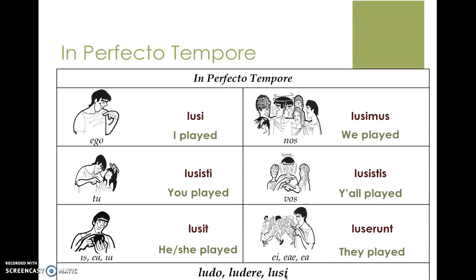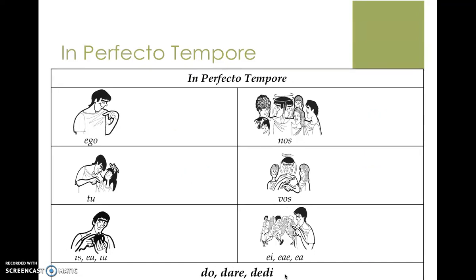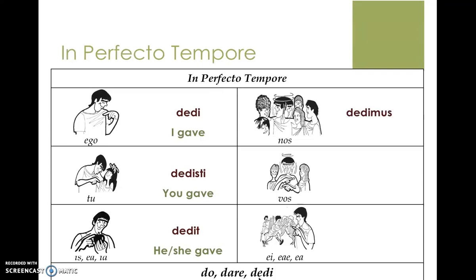We have an additional example verb with do, dare, dedi, and again normally we would use that dare form, but instead we need to use the third principal part and add our perfect endings to that. So we will take dedi to say I gave, dedisti to say you gave, dedit to say he or she gave, dedimus to say we gave, dedistis to say y'all gave, and dederunt to say they gave.